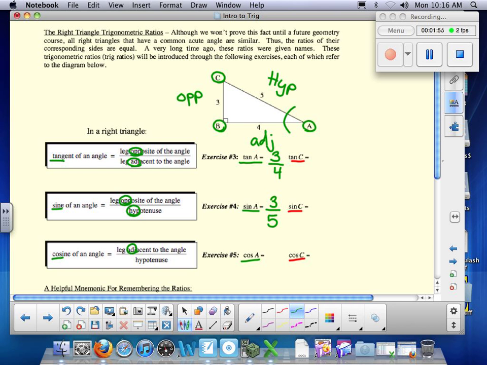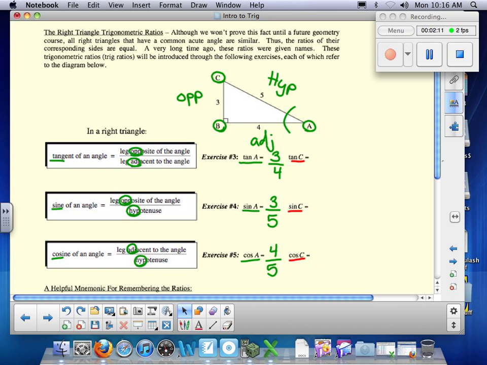Cosine is adjacent divided by hypotenuse. You don't have to put them as a decimal even. You certainly can. It's not wrong. And those decimals are pretty manageable.